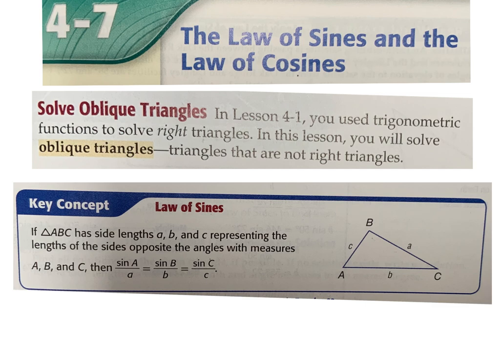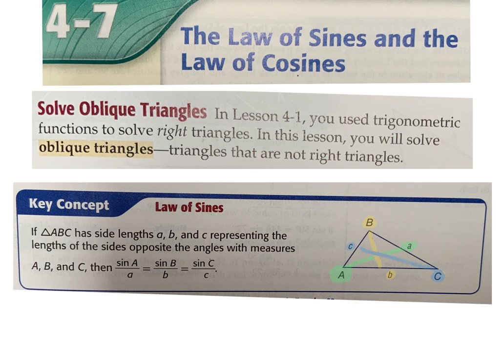Oblique triangles, so triangles that do not have right angles in them. The law of sines says that if you have this triangle ABC here, there is a ratio between the sine of A over the side length of A. Notice the side length of A is the side that is opposite the angle of A. All right? So there is a ratio that is created between the sine of the angle and the length of the side opposite, compared to the other angle, the length of the side opposite of that one, and the third angle and the length of the side opposite.